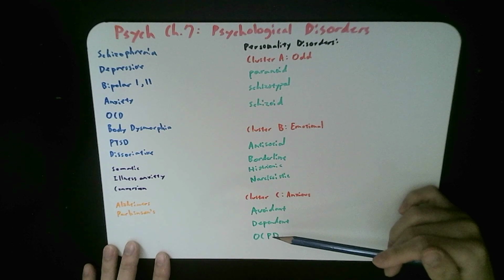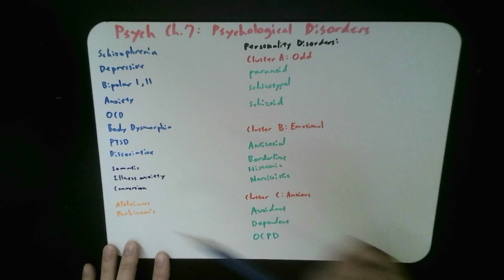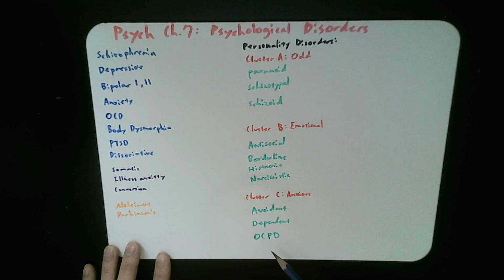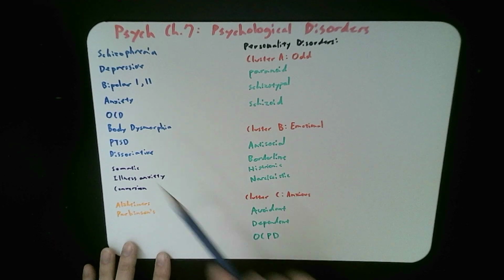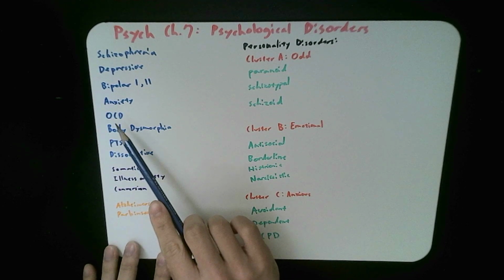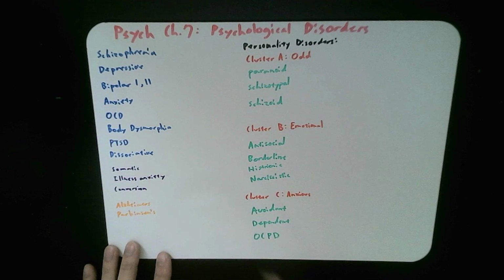OCPD is obsessive compulsive personality disorder. It's different from OCD, because OCPD is more ego focused. You want to be a perfectionist. Instead of OCD, where you don't want the obsession and you exert the compulsive behavior to resolve that, in OCPD you want to strive for success and perfectionism, and you want to keep rules. You want to stay in line with good morals.